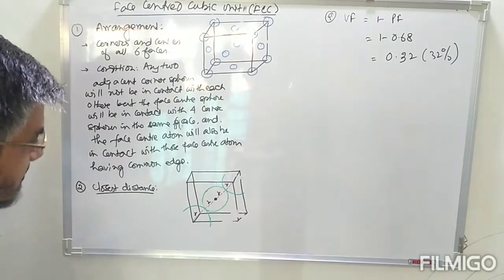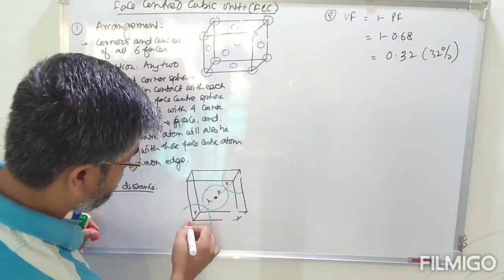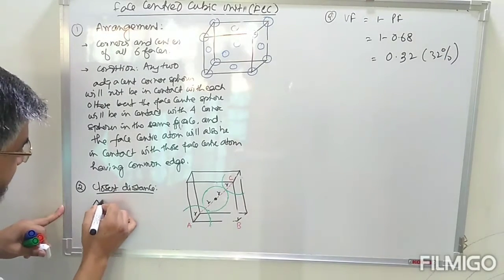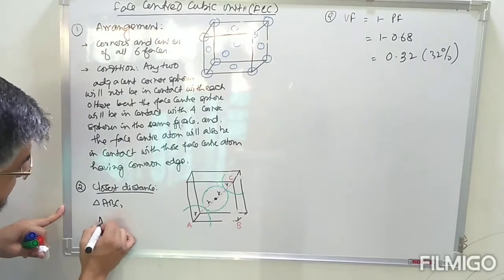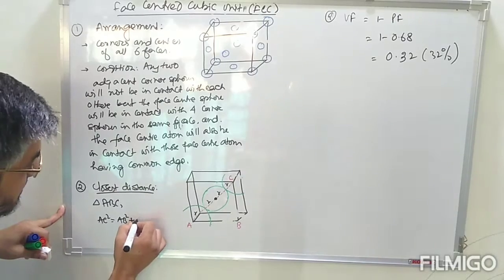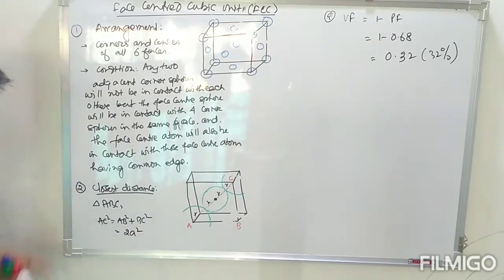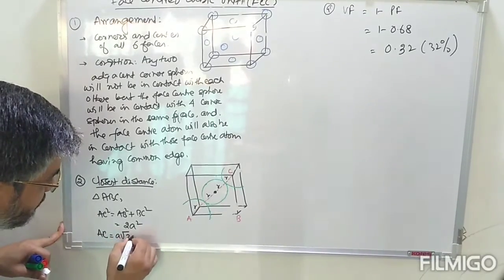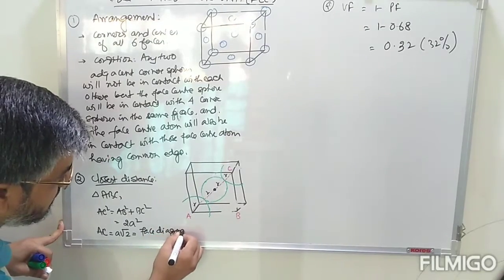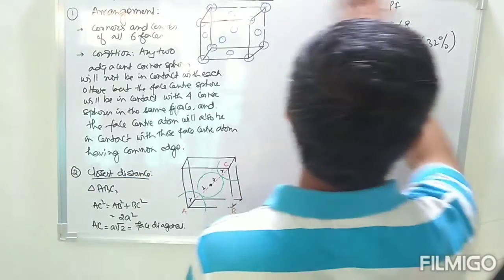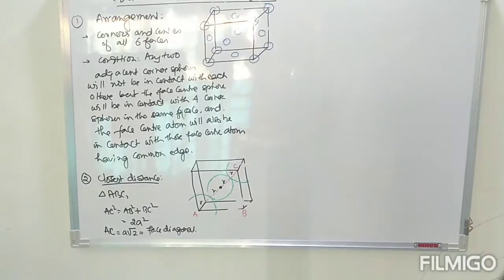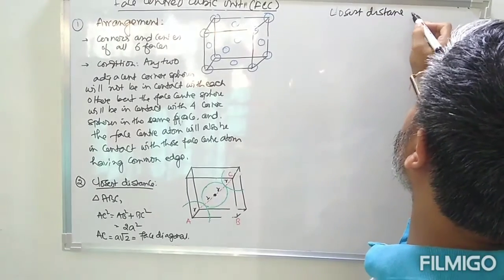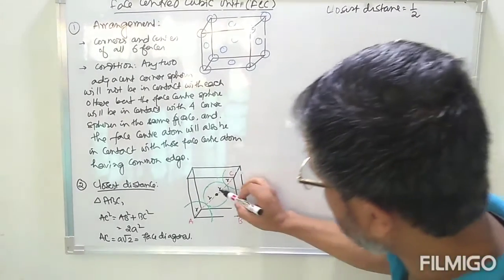Now let's take this. This is A, B, C. So in right angle triangle ABC, AC square is equal to AB square plus BC square. So this is twice A square. Therefore, face diagonal AC is equal to A root 2 face diagonal. So therefore, the closest distance is half of the face diagonal, this distance.